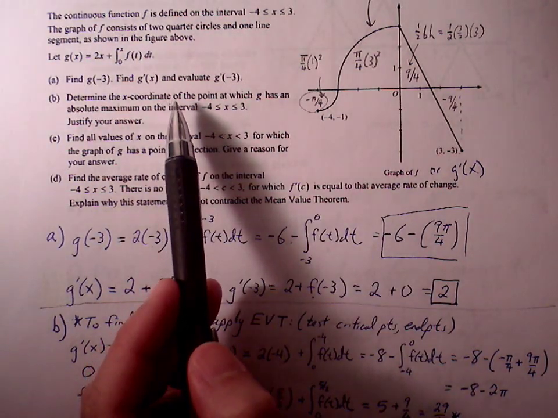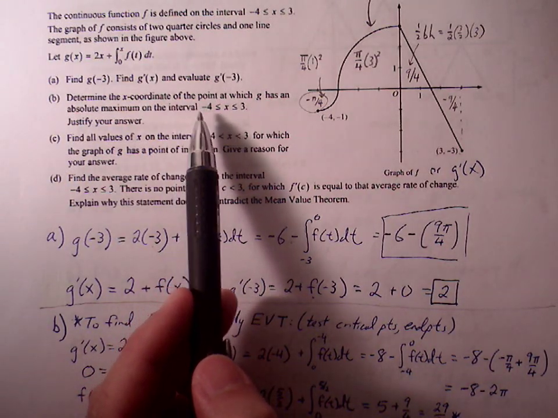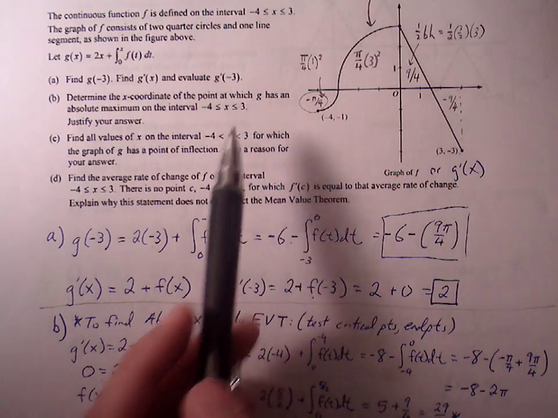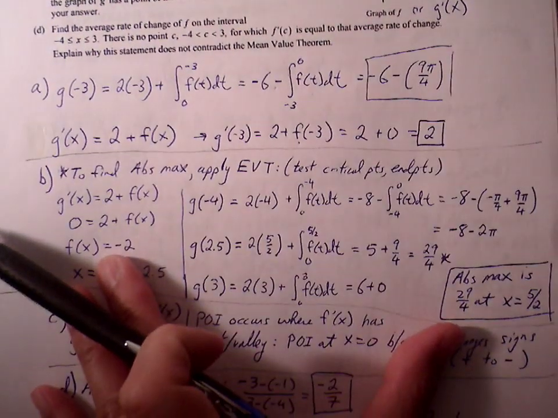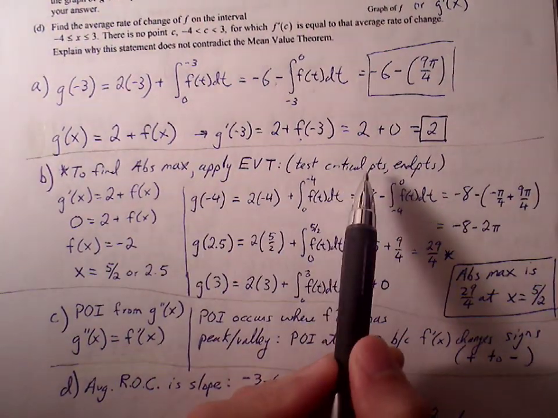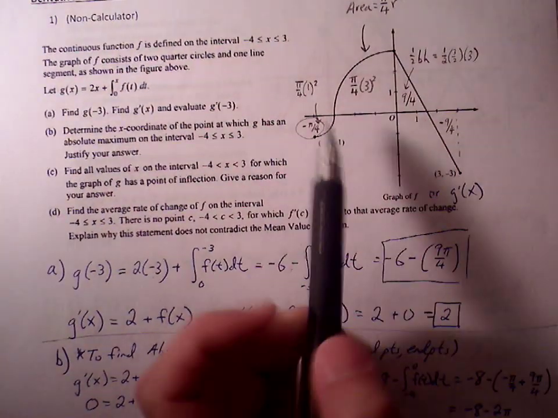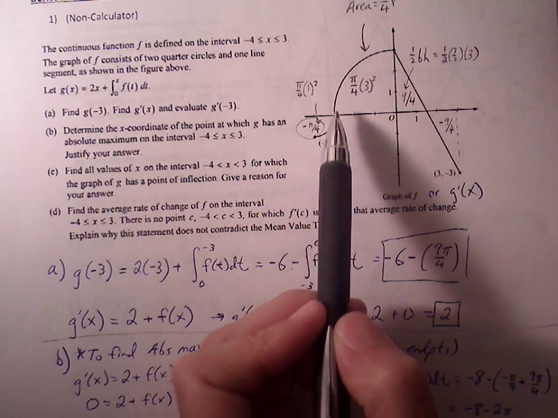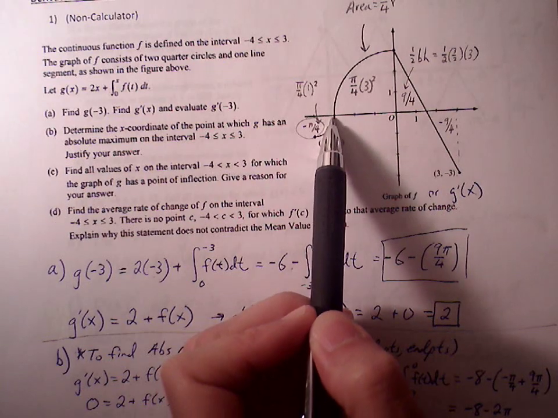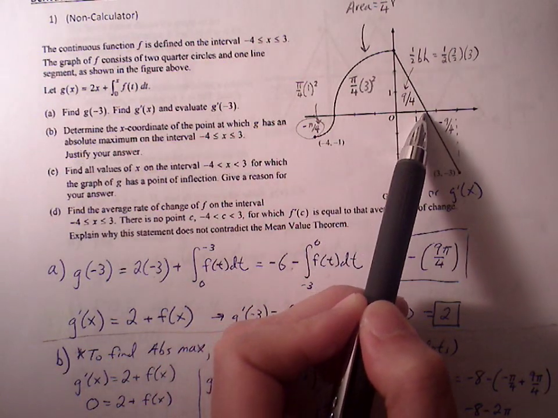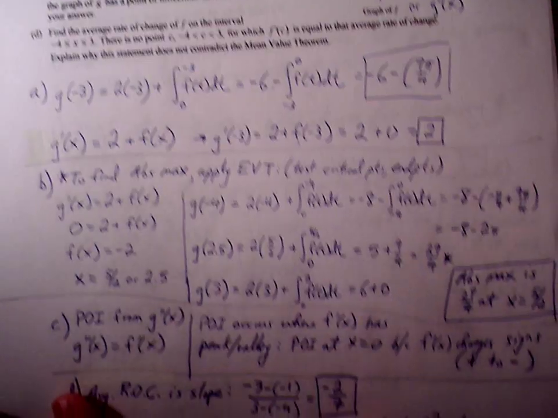For part B, determine the x-coordinate of the point at which the graph of g has the absolute max on the interval from -4 to 3. So if we want to find absolute max or absolute min, we're going to apply the extreme value theorem. With the extreme value theorem, we test critical points and we test the endpoints. So we look at our graph here. Our critical point is basically wherever f, or our g prime, crosses the x-axis. So we know there's a critical point at -3, and there's also a critical point at 2.5, or 1.5, which is at 3/2.